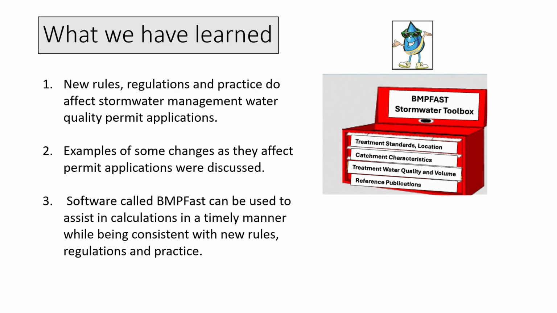Throughout this presentation, we've explored how new rules, regulations, and evolving practices significantly impact water quality permit applications for stormwater management. We looked at specific examples to illustrate how these changes affect the permit process and how they need to be consistently applied across the state to ensure effective water quality protection. To assist with this, we introduced the software BMPFast, a valuable tool that can help streamline calculations and ensure consistency with the latest guidelines, ultimately helping you process permit applications both accurately and efficiently.